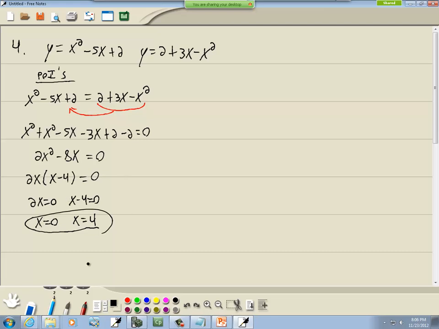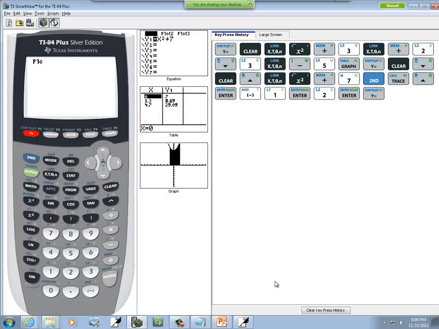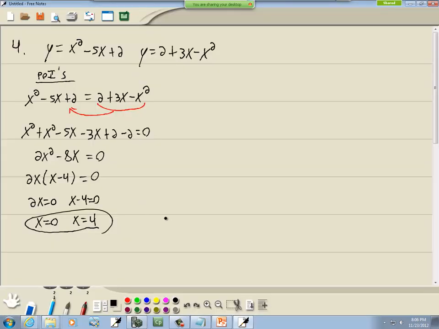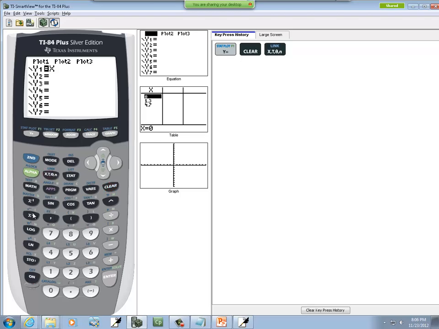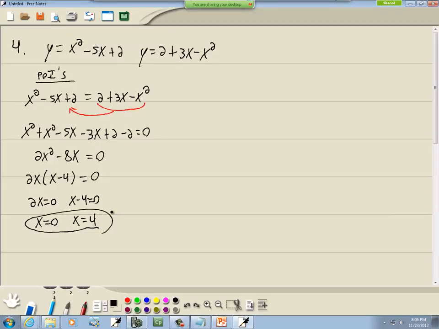Now let's graph this and see what it looks like. So press y equals, clear out whatever's there, and in y1 we'll put our first one. So we got x squared minus 5x plus 2. And our second one we'll put 2 plus 3x minus x squared.